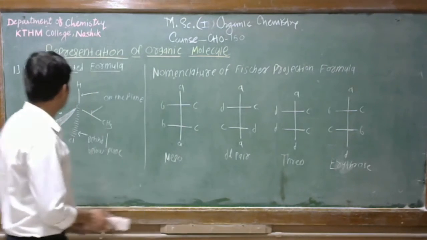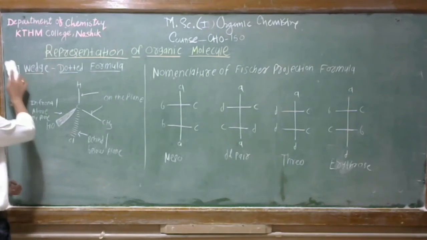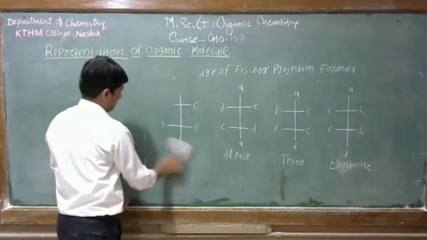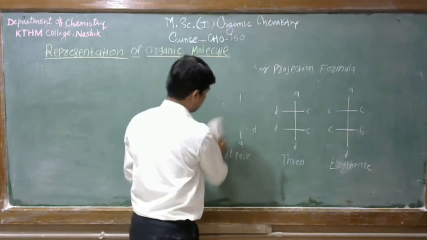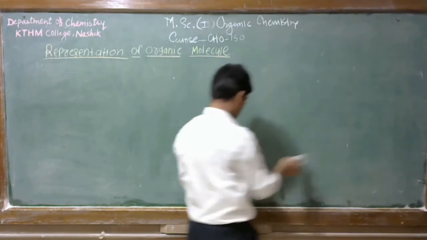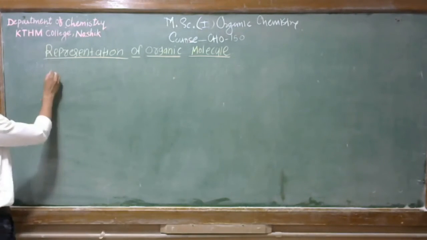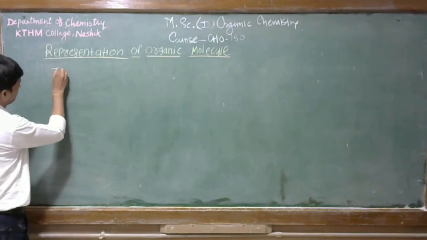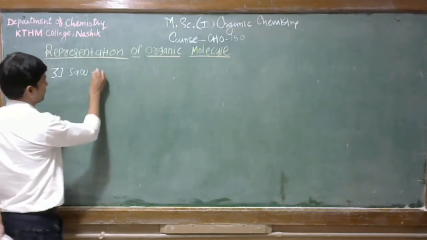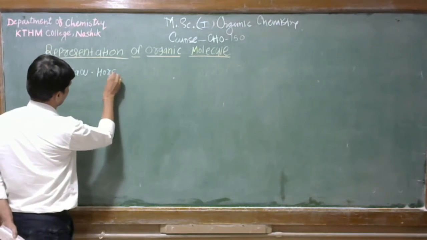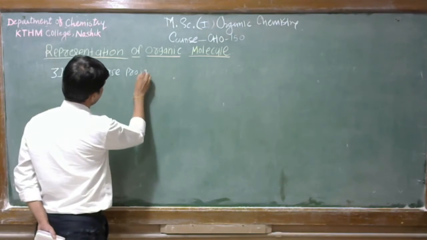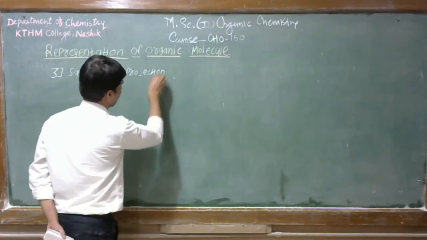Our next presentation, the next type of formula, is the Sawhorse projection formula. This is the third system to represent organic molecules in stereochemistry.